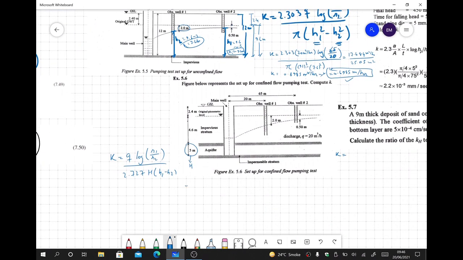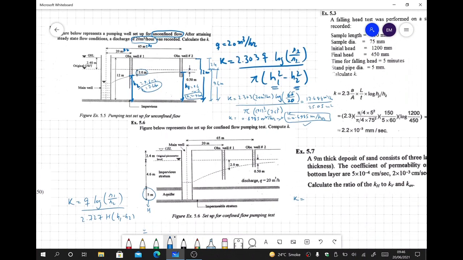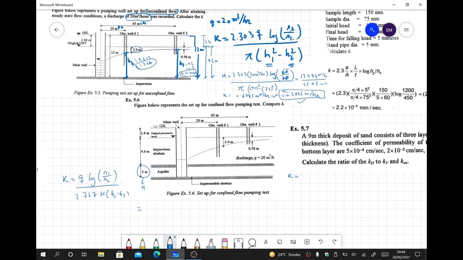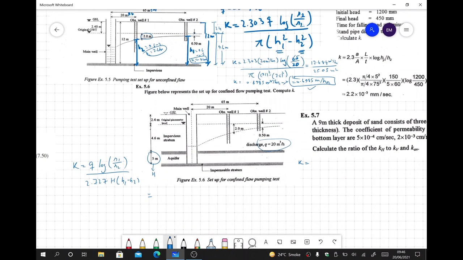So I will write the values here. Now Q, the value of discharge, is it mentioned here? Let me see, example 5.6. Where is the discharge value? Unconfined pumping well, compute K. Okay, discharge is 20 meter cube per hour. So I'll put the value 20 meters cube per hour. This is discharge. And then log of R1 over R2, so that is 65 over 20. I think this is a similar numerical to the previous one. And then we have 2.727, capital H is 5 meters.